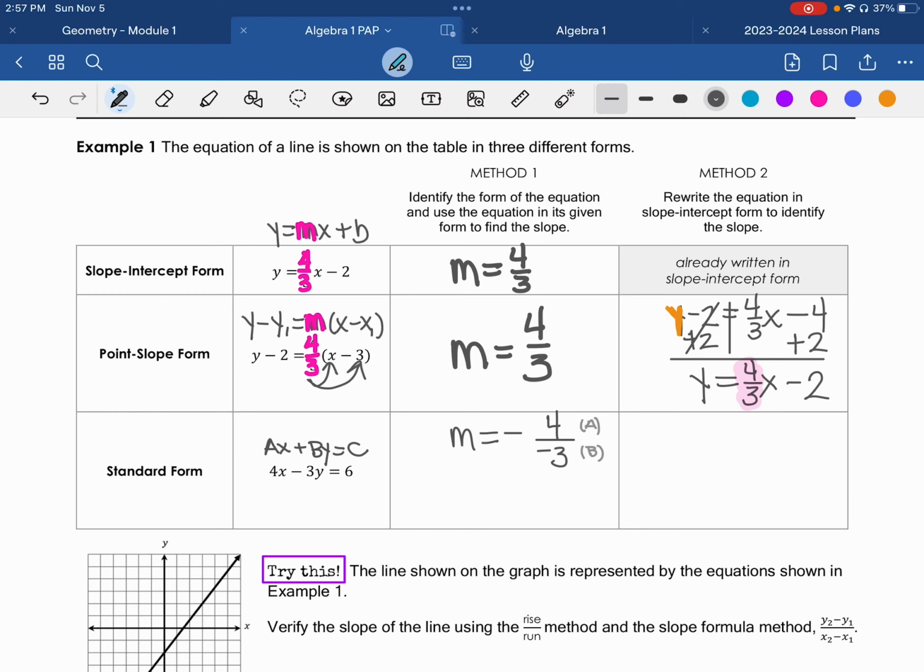I have to clean this up because there are two negatives that I see. The negative from the formula and the negative from the B would make a positive 4/3. So there's method 1. Method 2 would be to solve for y.